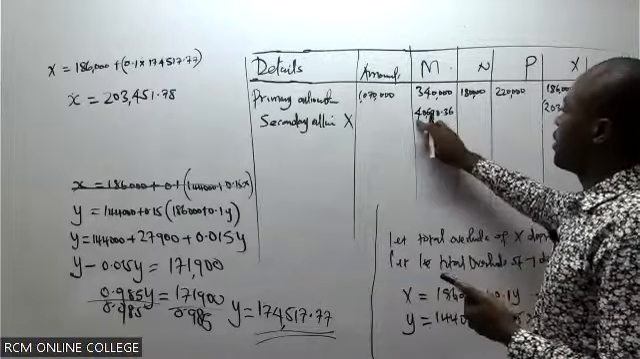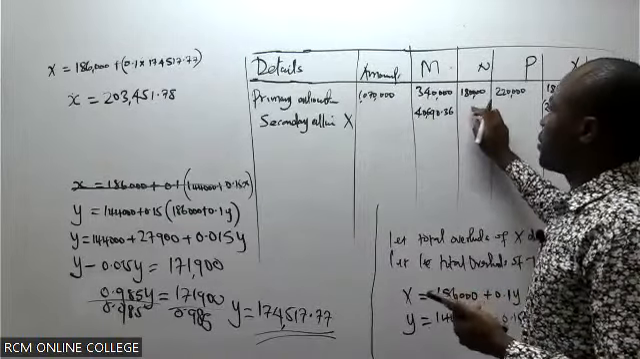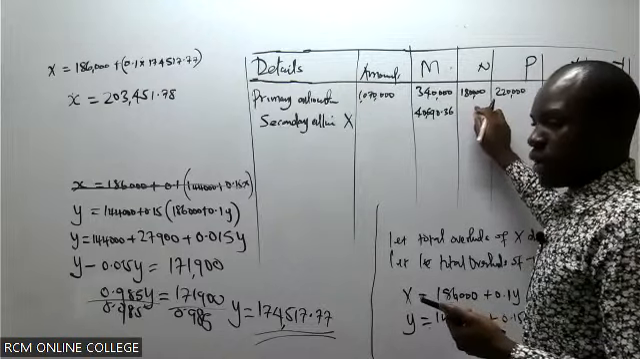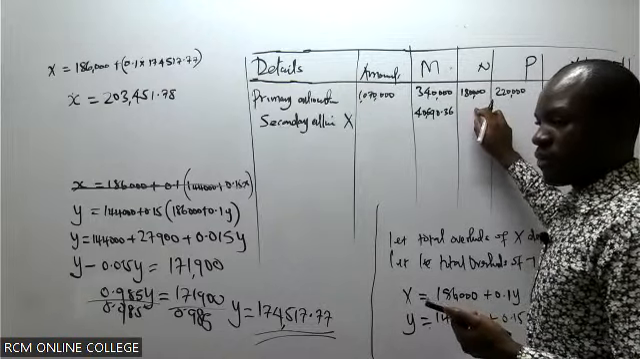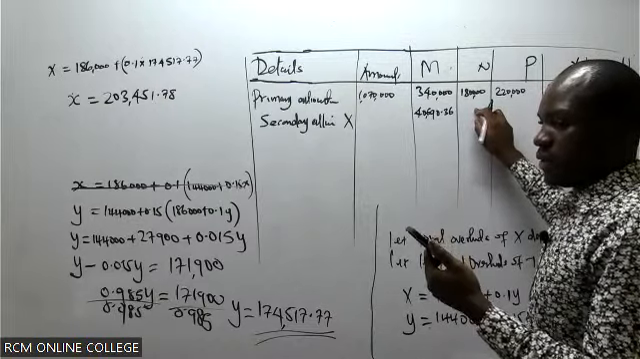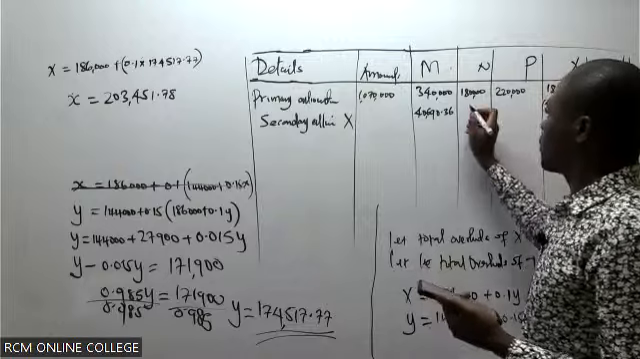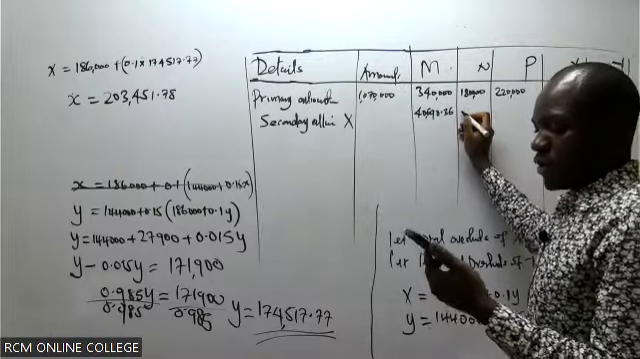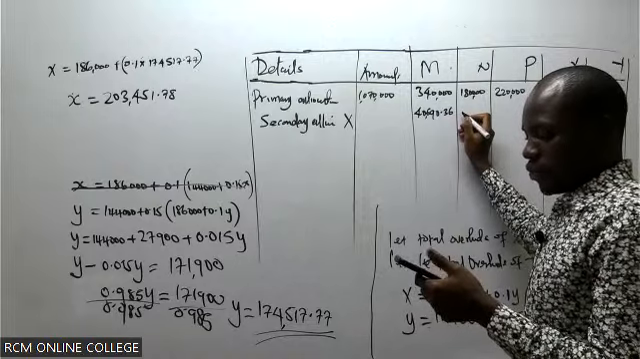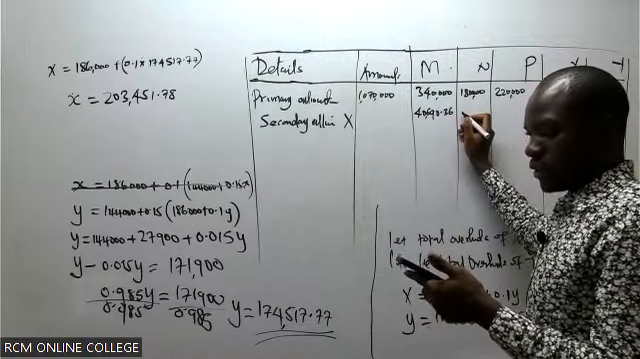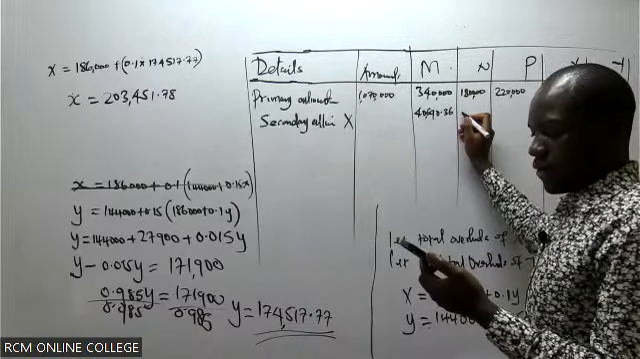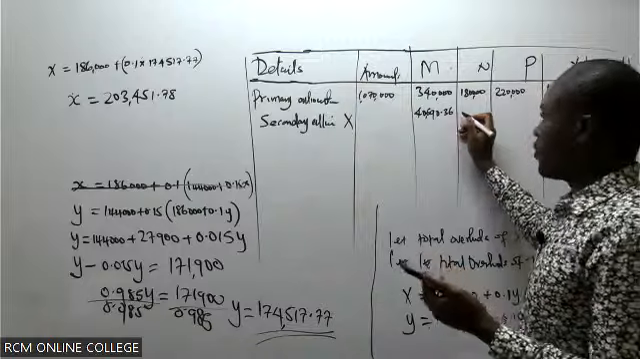Now 30% of that, what do you get here? Remember, X is giving N 30%. So what is 30% of this? 61,035.53.